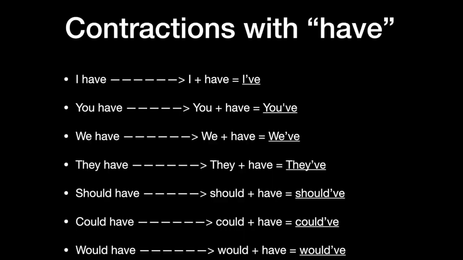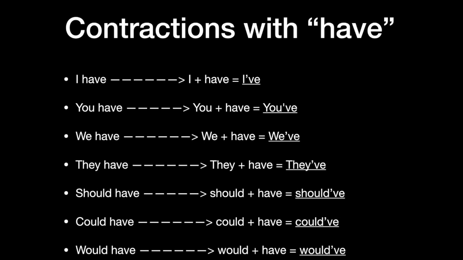Another style of contractions that we have are with the word have at the end. I've written them all up here. I have becomes I've. In this instance, you could say, I have been exercising every day. Or you could say, I've been exercising every day. They sound very similar, but there is a little bit of a shortening there with I've.